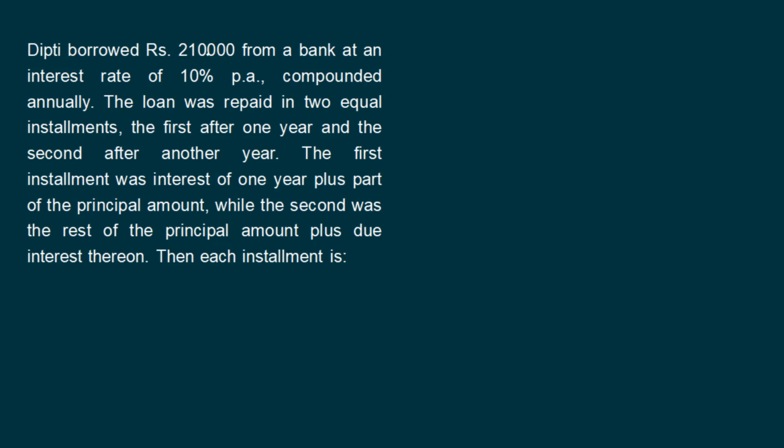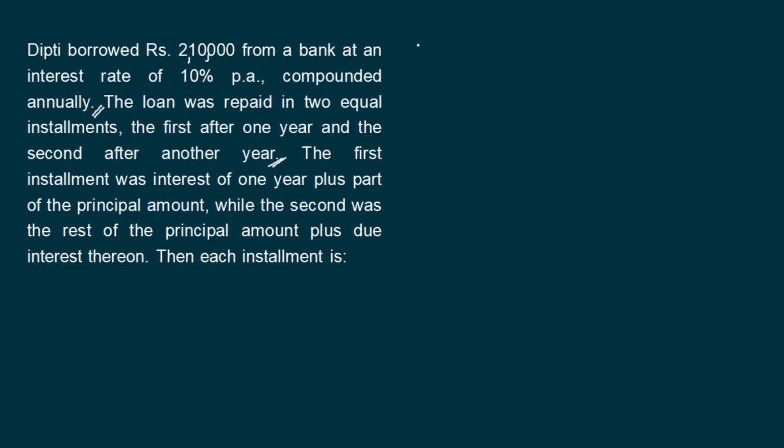Deepti borrowed rupees 2,10,000 from a bank at an interest rate of 10% per annum compounded annually. The loan was repaid in 2 equal installments, the first one after 1 year and the second one after another year. The first installment was interest of 1 year plus part of the principal amount, while the second was the rest of the principal amount plus due interest thereon.